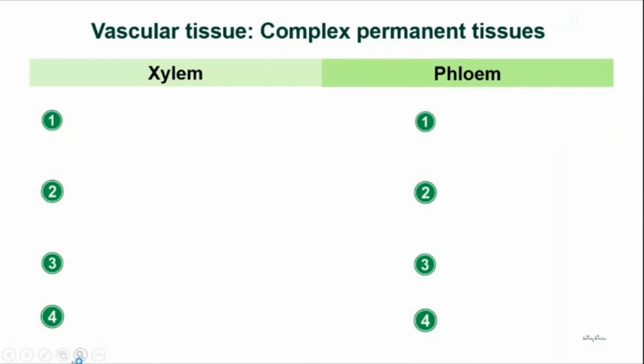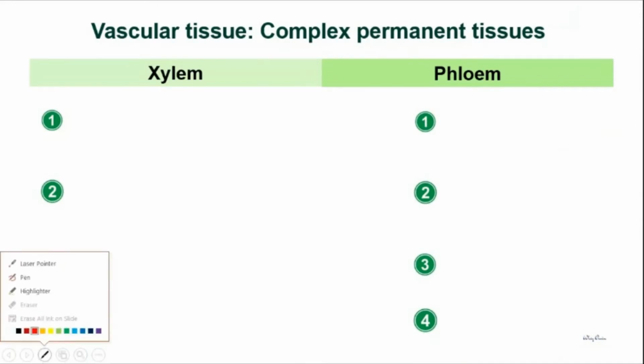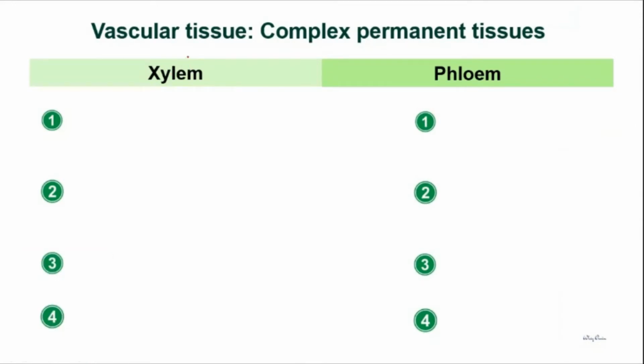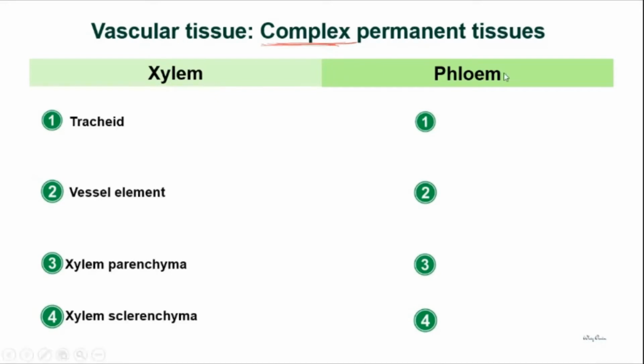Basically, if you look at the keyword here, why is vascular tissue categorized as complex permanent tissue? Because complex permanent tissue means that the permanent tissue has more than one type of cell. For xylem, it consists of tracheids, vessel elements, xylem parenchyma, and xylem sclerenchyma.